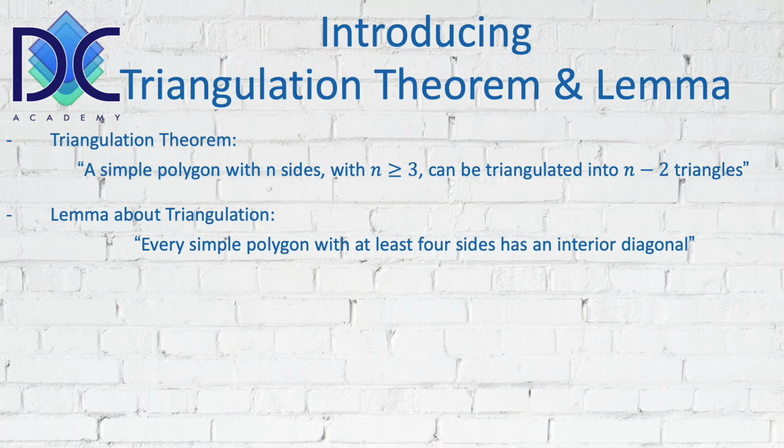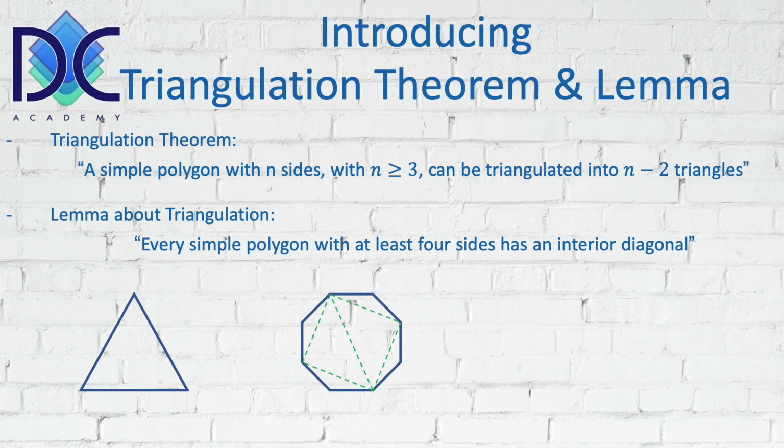Now we have to look at those elements, because we are going to use the lemma to prove the triangulation theorem. Here we have a triangle. Well, we have 3 sides. We can find n-2 triangles. It means 1 triangle. The fact that we have 3 sides only means that the polygon itself is a triangle.